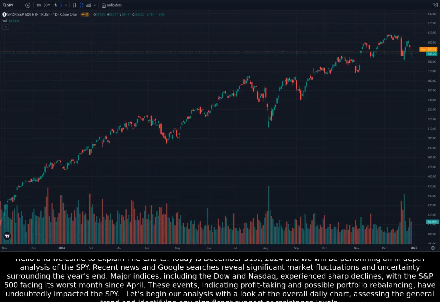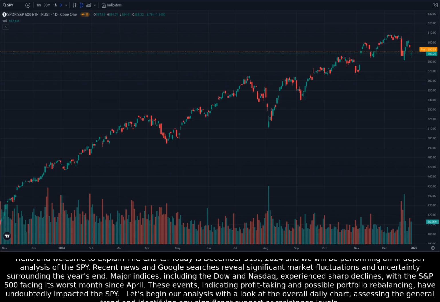Today is December 31st, 2024, and we will be performing an in-depth analysis of the SPY. Recent news and Google searches reveal significant market fluctuations and uncertainty surrounding the year's end. Major indices, including the Dow and Nasdaq, experienced sharp declines, with the S&P 500 facing its worst month since April. These events, indicating profit-taking and possible portfolio rebalancing, have undoubtedly impacted the SPY.